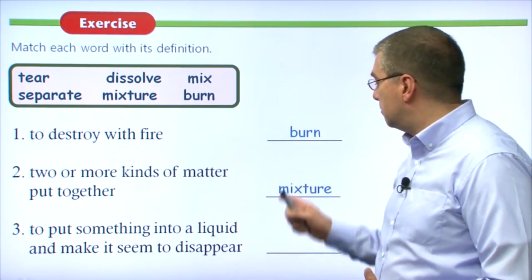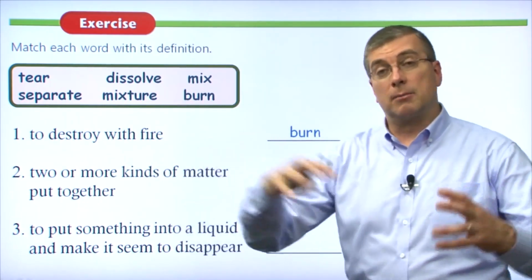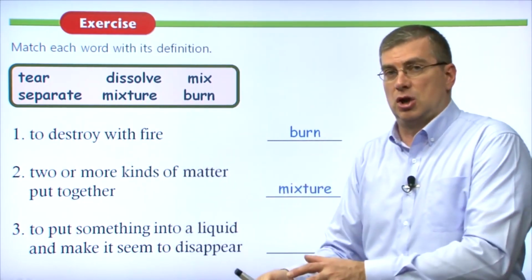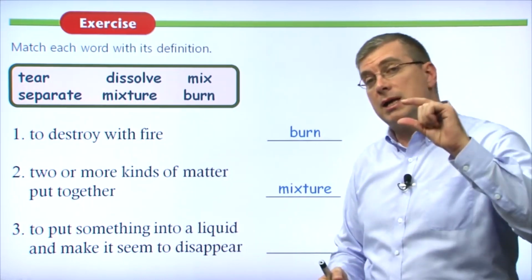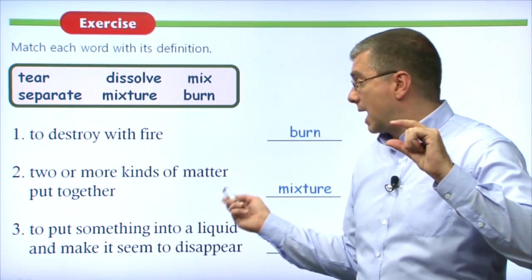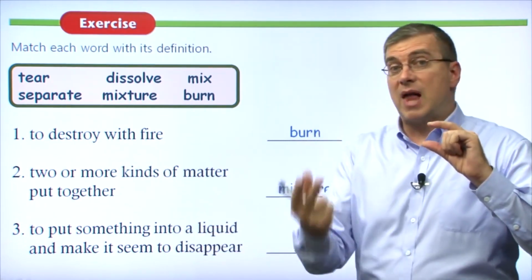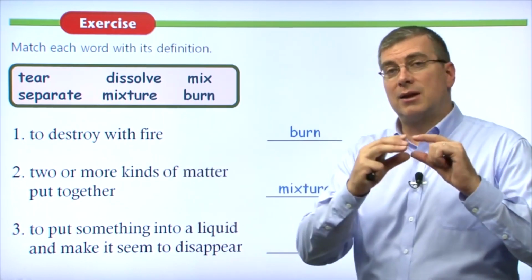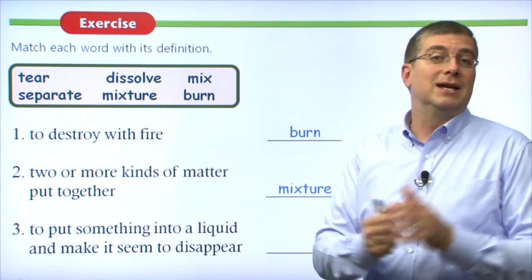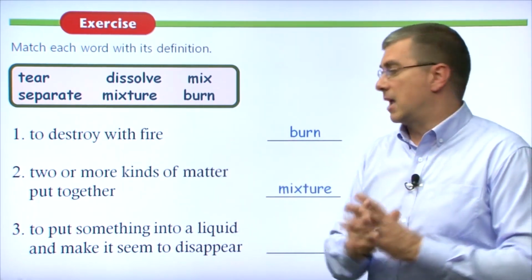We have a mixture. Mixture is a noun. So two or more kinds of things, of matter, that are put together, we call that a mixture. Remember, I gave you the example of a cookie. A cookie is a mixture of two or more kinds of matter put together. Eggs, chocolate chips, flour, sugar, many different kinds of matter put together. We have a mixture. A cookie is a mixture. So a mixture is things that we put together.